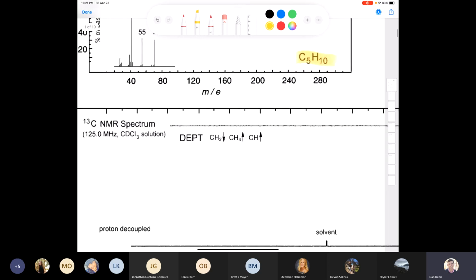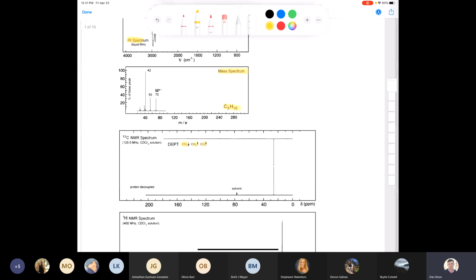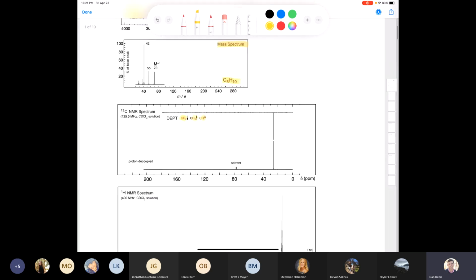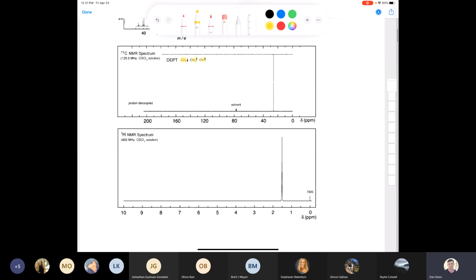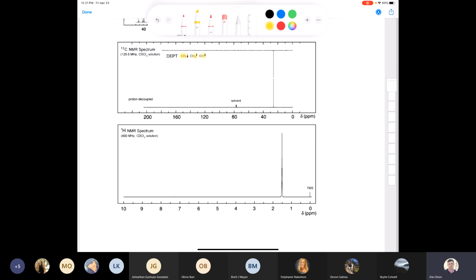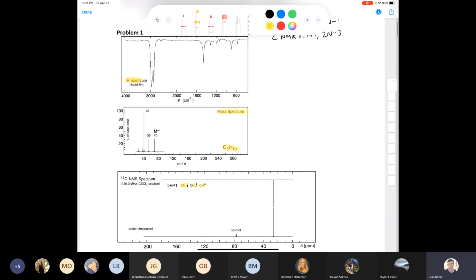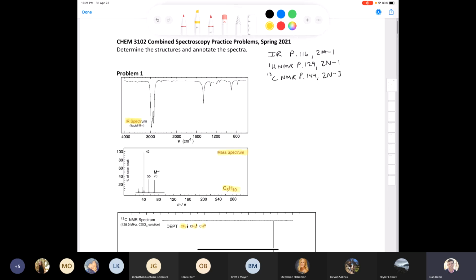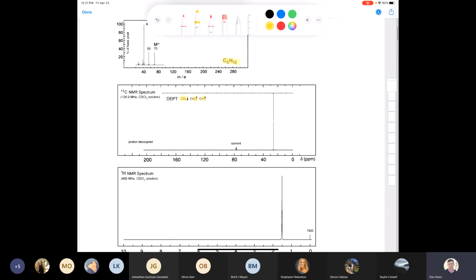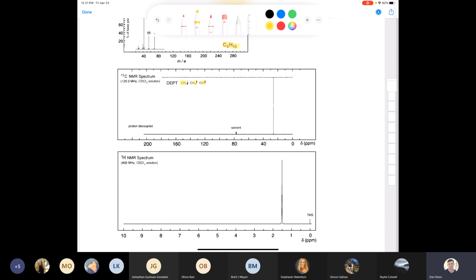And you might remember that in a DEPT spectrum, any signals that are pointing down are methylenes. Anything that's pointing up can be either a methyl or a methine carbon. So we have a DEPT and a proton decoupled spectrum. And then we have a beautiful proton NMR spectrum at the bottom. Now, since this is the first problem, hopefully you can tell that it's not the most complicated problem that you'll ever face in organic chemistry. You see that in the carbon, we only have one signal, and in the proton, we only have one signal.